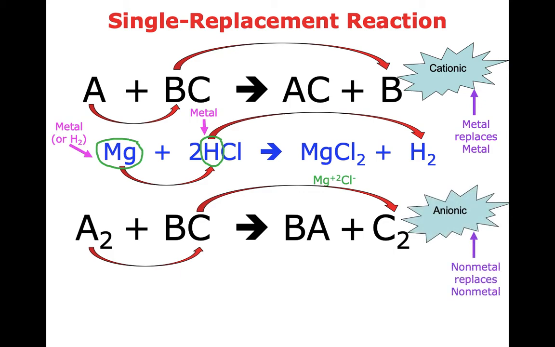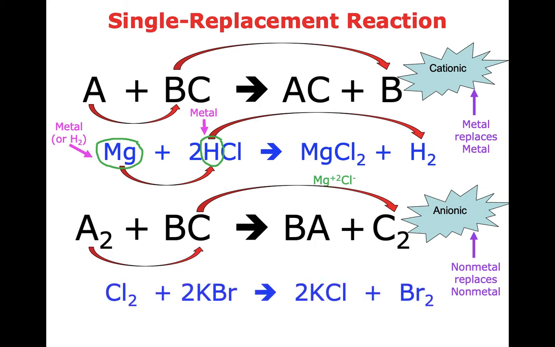A nonmetal replacing a nonmetal. Again, keep in mind that also hydrogen can act as a nonmetal or a metal. In the first one, it's acting as a metal. In this case, A is most likely a halogen, and so is C. So here we have chlorine and potassium bromide reacting to form potassium chloride and bromine. So C is our nonmetal. In this case, C is a halogen.